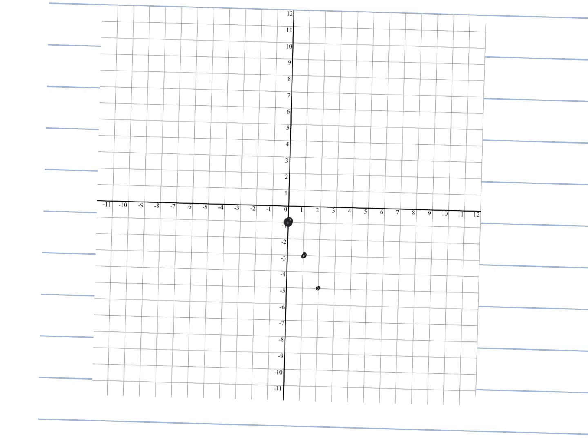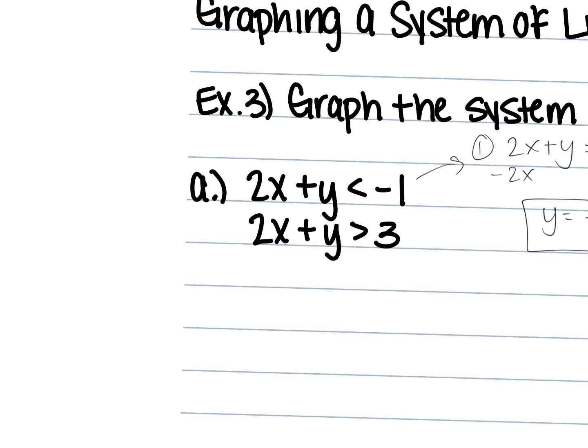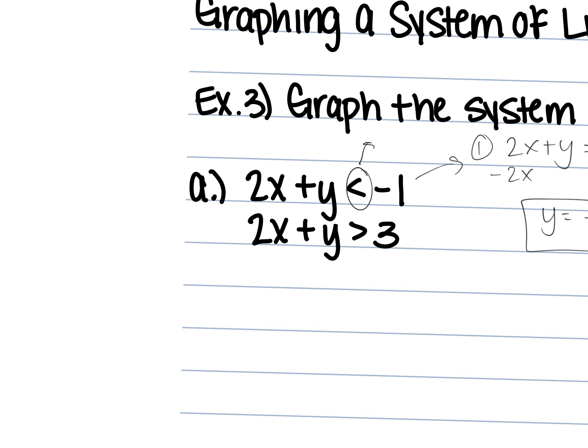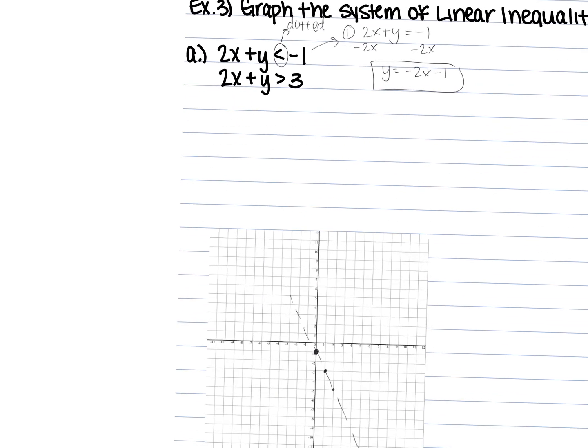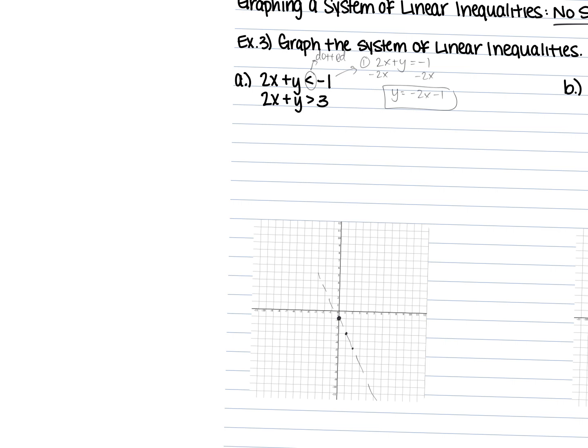One more question. Is this going to be a solid or a dotted line? It's going to be dotted. Why? Because the symbol doesn't have a line under it. Good. It's a less than symbol, so it needs to be dotted, or dashed, whatever you want to call it. Any questions on the graphing part? Okay, part number 2. What do I have to do after part number 1?